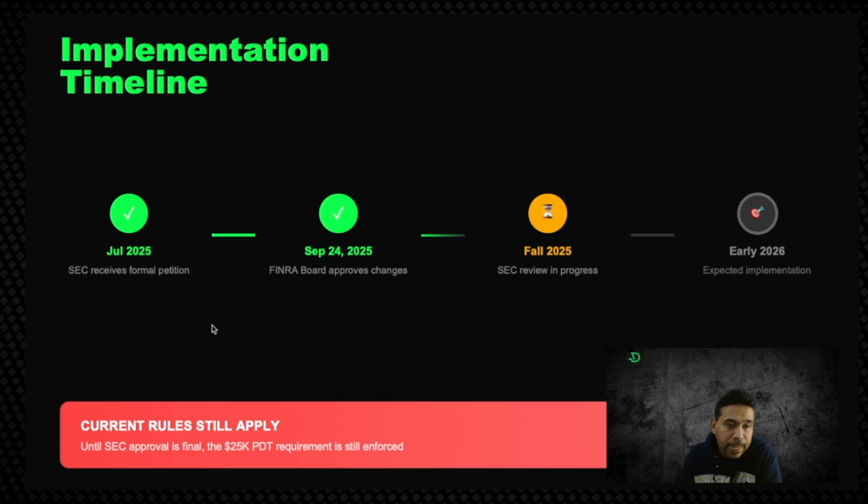Timeline-wise, what they are saying is it was initially proposed in July 2025. In September, the board approved it. In fall 2025, the review is still in progress, but it's very likely going to be implemented in early 2026 or Q1 of 2026. From that point, you're going to see this rule eliminated. Just to reiterate, the current rules still apply, so don't assume and make day trades. The current $25,000 requirement on margin accounts, all those rules still apply.